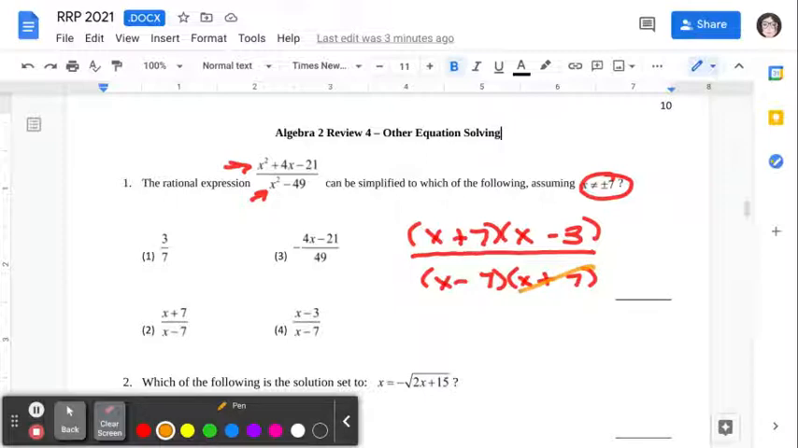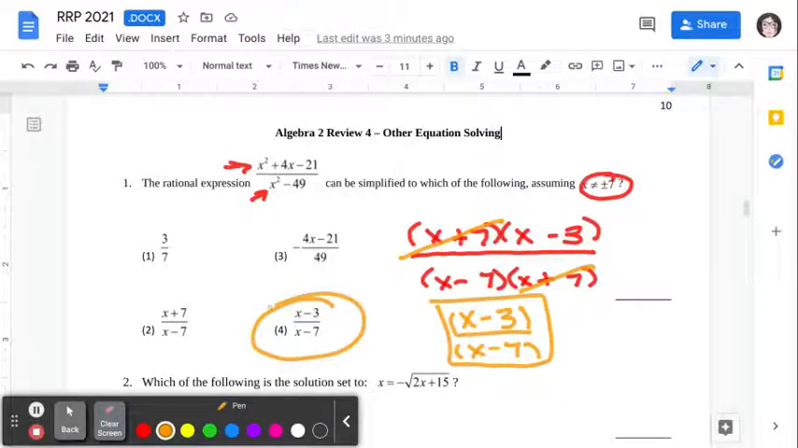x plus 7 is a match on the top and the bottom, and you're left with x minus 3 all over x minus 7. That's your answer. You cannot cross off the x's because these are binomials. The minus sign cements them together. So number 4 is your answer.